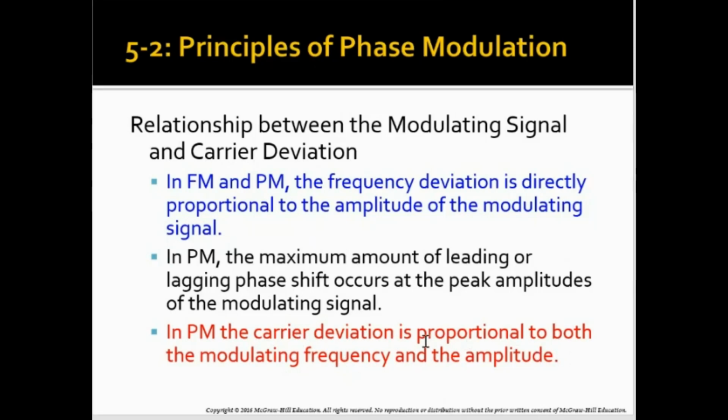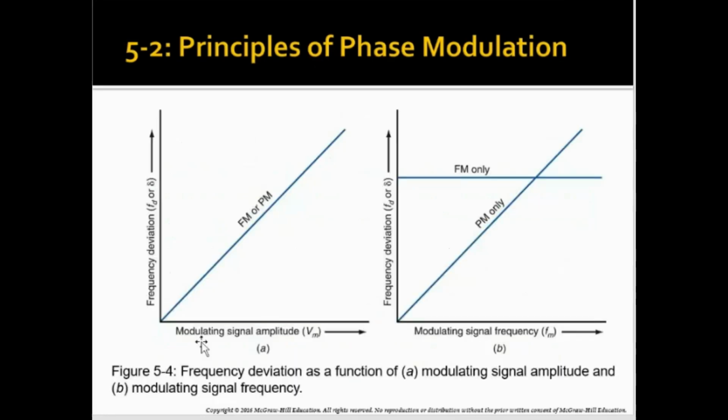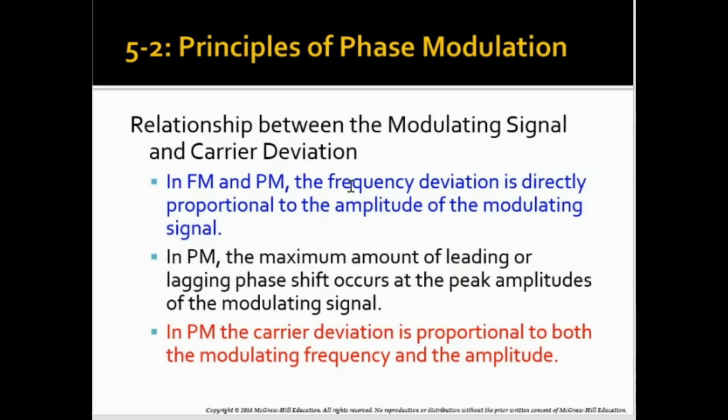So this is the main difference between phase and frequency modulation. In frequency modulation, only the amplitude of the modulating signal affects the frequency of your carrier. There is no effect from the frequency of your modulating signal. But in phase modulation, both of them affect it. Here are two graphs which help to better understand what I stated here.